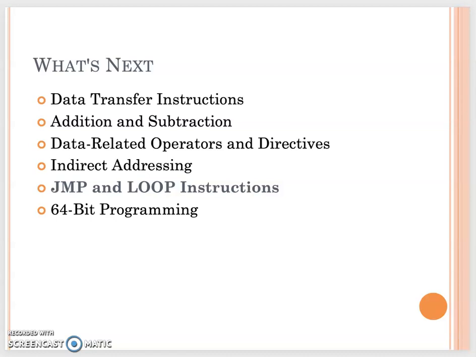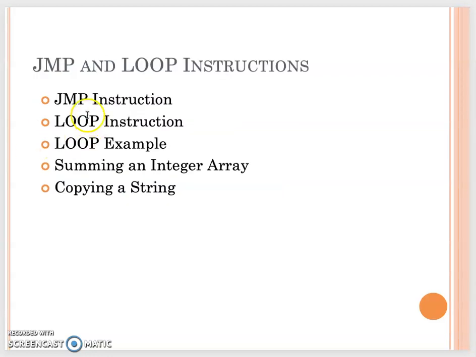In this video, we will talk about two instructions: jump and loop. So the first thing we will see is the jump instruction. That will be a jump to a code label. The same thing, loop will be a jump to a code label as well. But one thing different is jump is an unconditional jump, but loop has some condition.